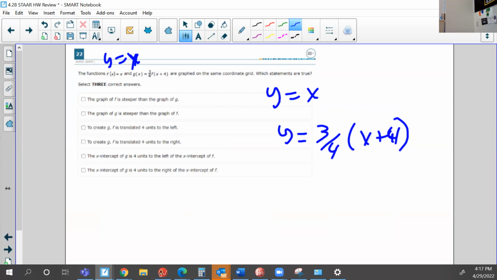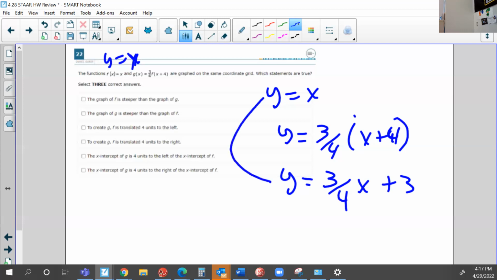All right. That's the transformation. I'm going to simplify this a little bit. I can distribute this, which makes it a little easier to see. y equals 3/4 times x, multiply that, and 3/4 times 4 is just 3. And so now you can see the graph. If you want to see it, play with a graph. Looking at these two, it asks you which one has a steeper slope.